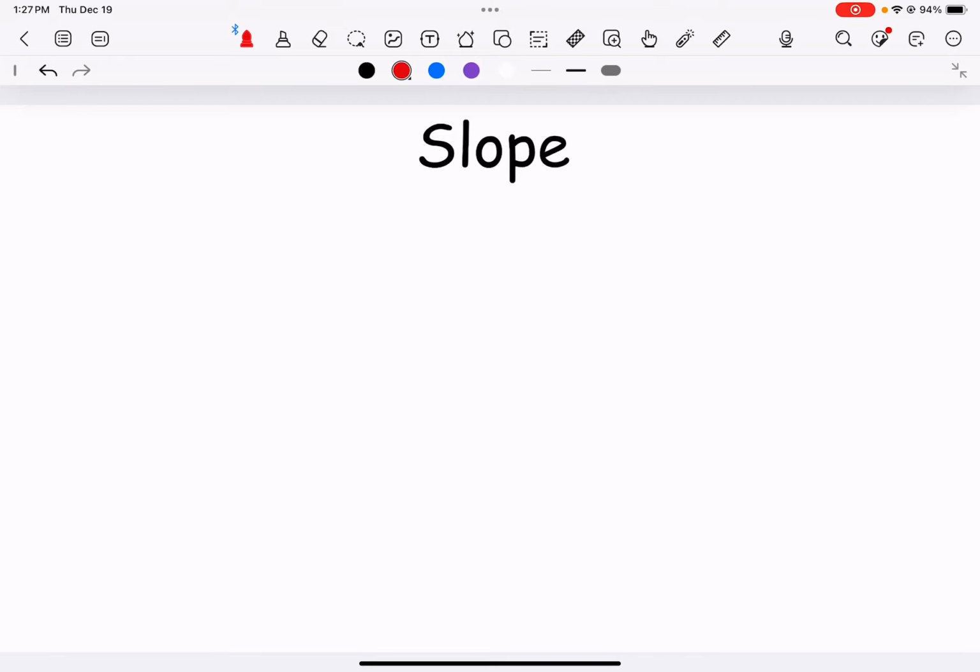This lesson is on slope. The slope of a line is a measure of its steepness. Slope can also be referred to as the rate of change.